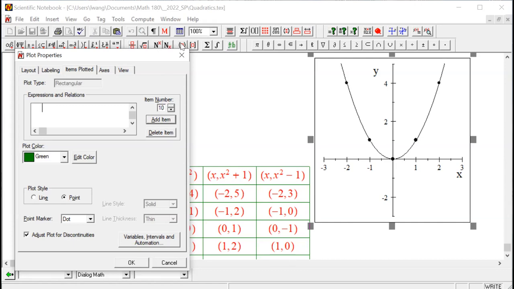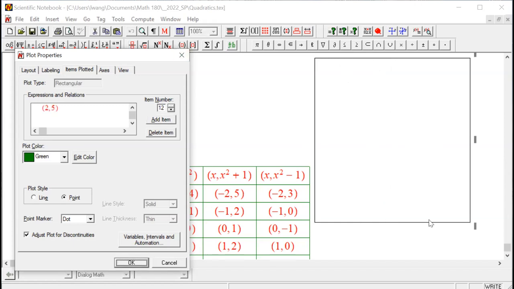0, 1. 1, 2. Okay, 2, 5. So we have these dots.